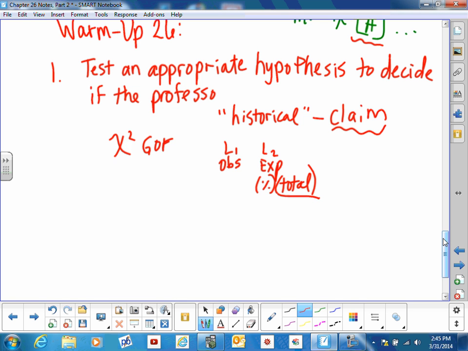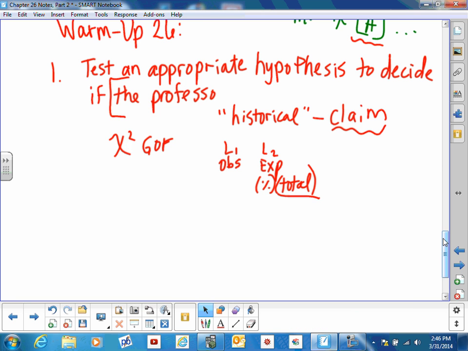What would your null hypothesis be for this? It is almost written right straight up there for you. Null hypothesis. Look at the question. It starts here. The professor's most recent grade distribution matches the historical distribution. That's the null. Okay, and the alternative is it doesn't.